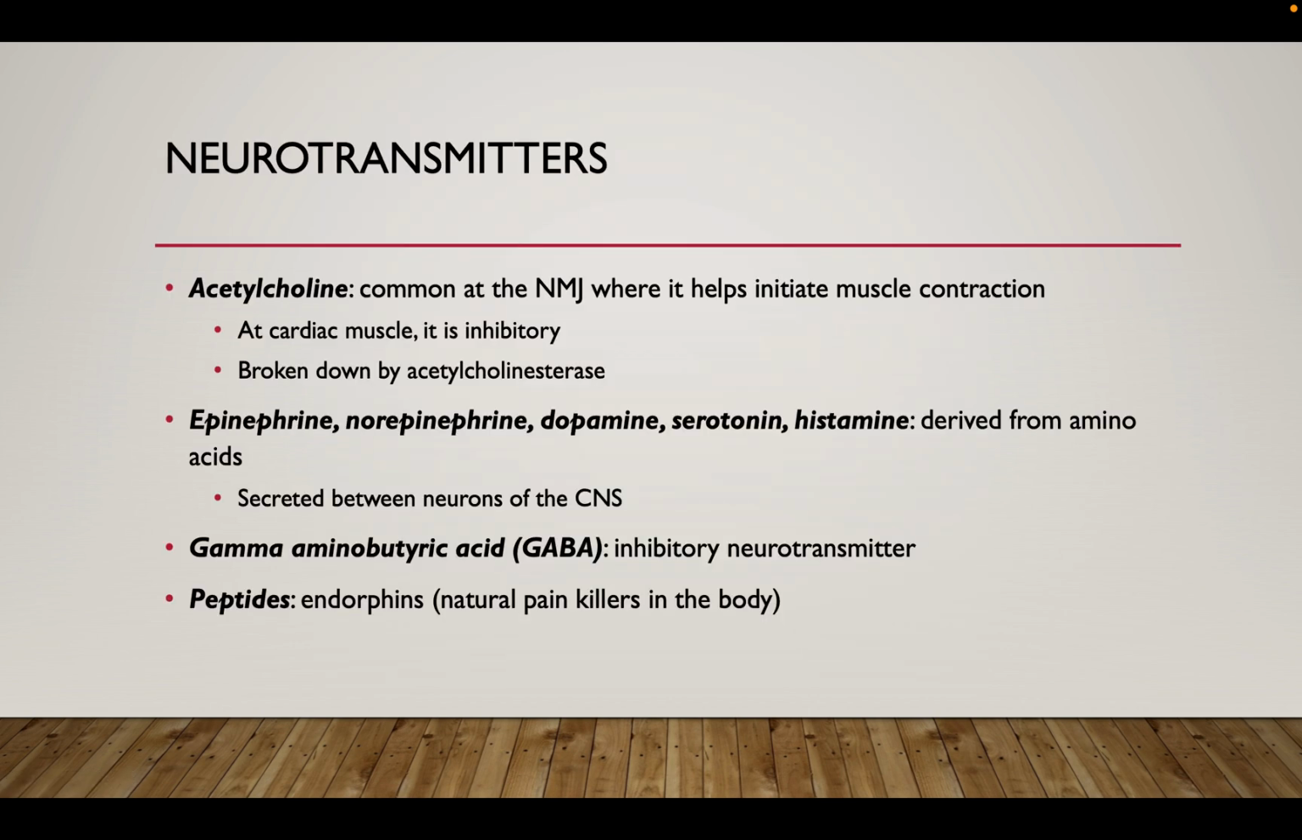Okay, so the last thing we'll talk about is neurotransmitters, and we'll talk briefly about the development of the nervous system, just very slightly. Acetylcholine is the primary neurotransmitter at our neuromuscular junction, the NMJ. It can have different effects depending on where it's located because of different receptors.